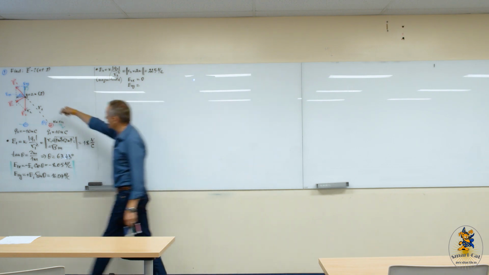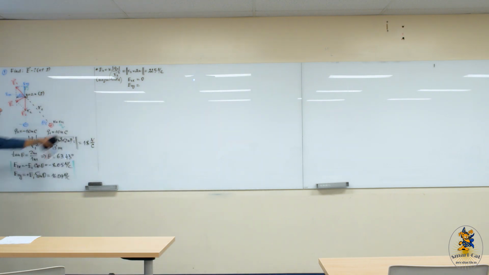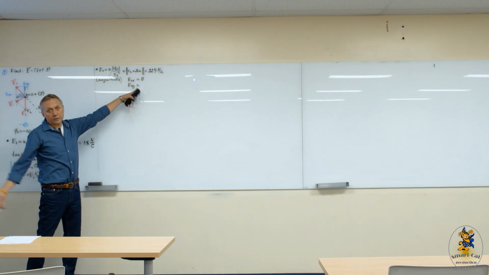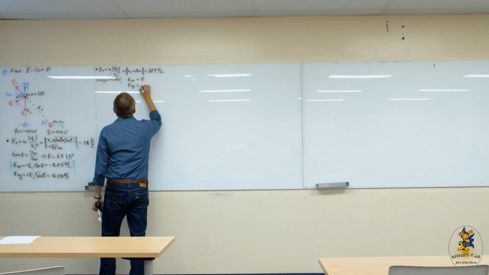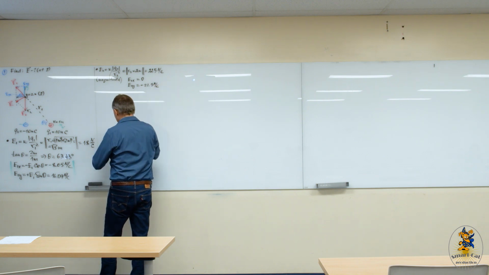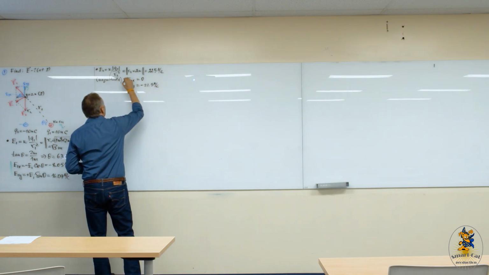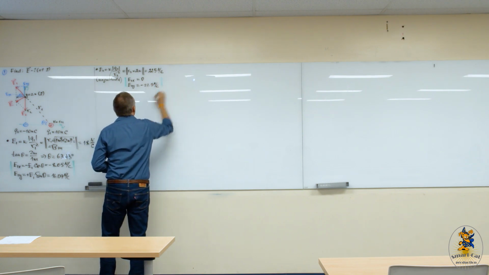Negative, because you see the vector is in the negative y direction. So this y component will be negative. So it's minus 22.5 newtons per coulomb. Okay, so now we have the second vector written in component form.